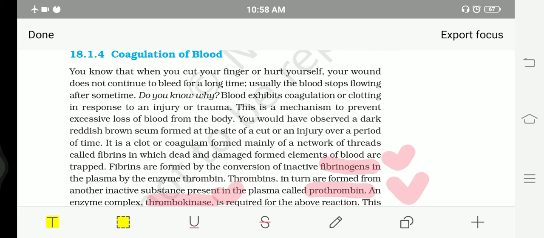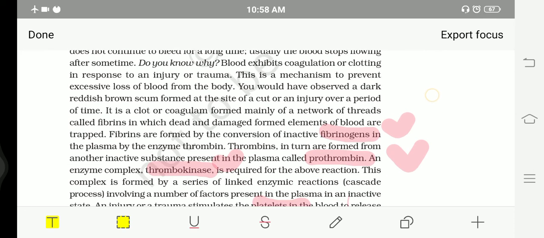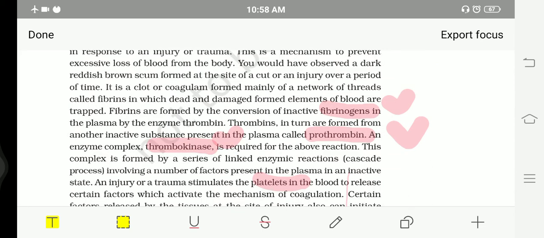The blood is able to clot within minutes because some injured cells release substances. The substances are thrombokinase, prothrombin, fibrinogen, calcium ions, platelets, vitamin K and blood clotting factors. First step, the blood clotting process.